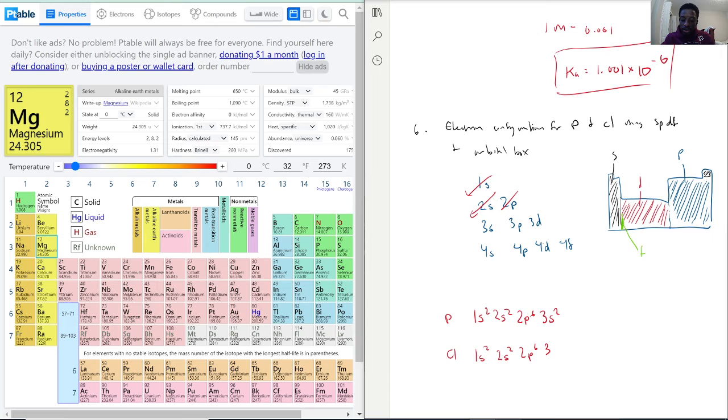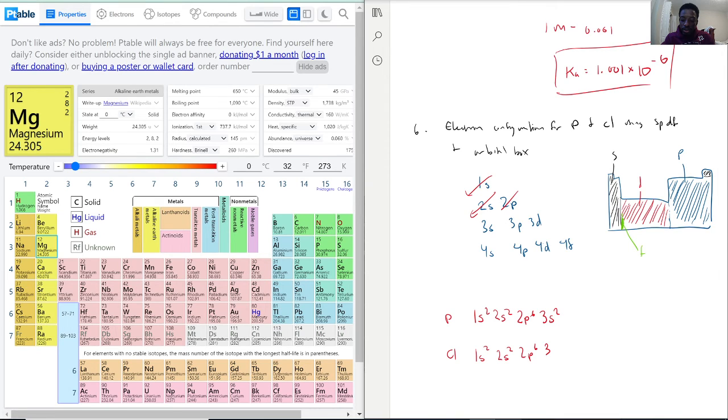And now we're at aluminum, silicon, phosphorus. So if we count it out, that's 3. So that's 3p3 for phosphorus, and chlorine is just 2 more ahead of that, 3p5. Okay, so these are the electron configurations using the s, p, d, and f.